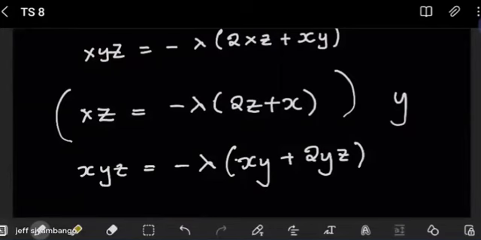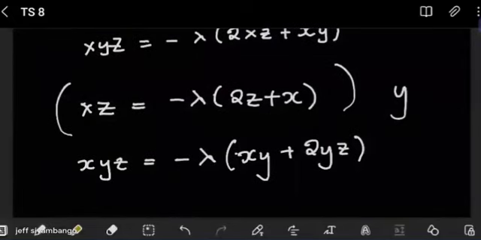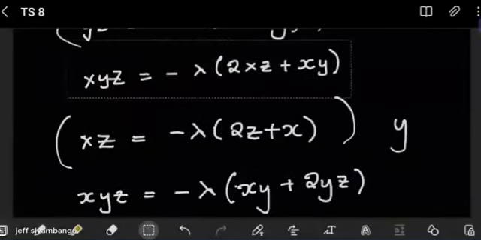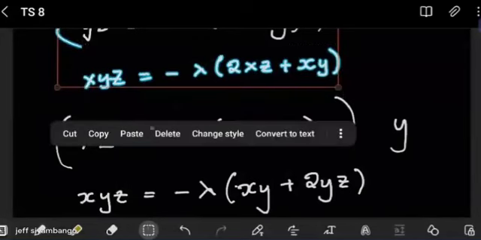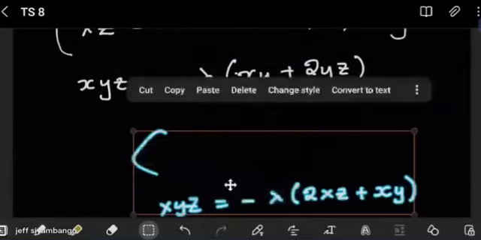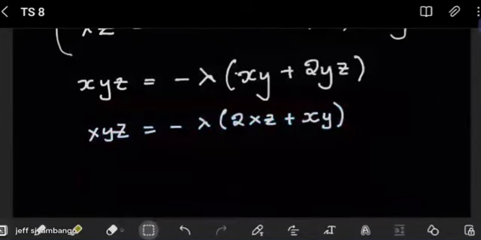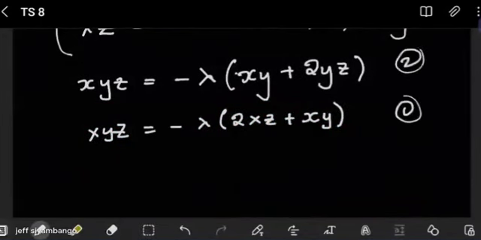2yz. Okay, so this is now what I have from equation 2. So when I write them together now, so that you compare how they look, you should see that these equations are similar. They can easily be combined. This is how they look like now, this being 1 and this being 2.